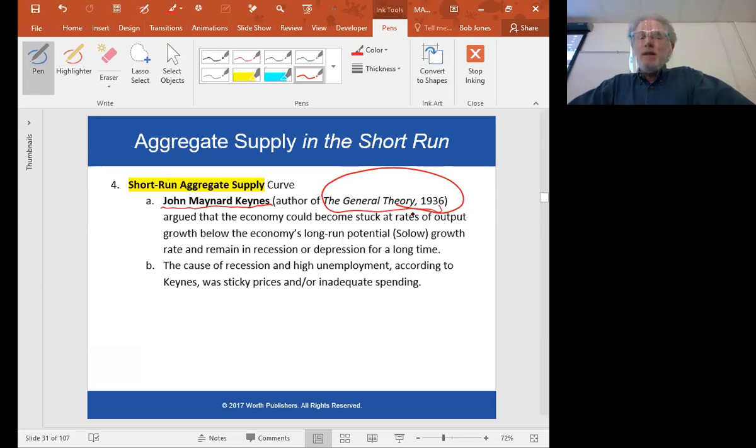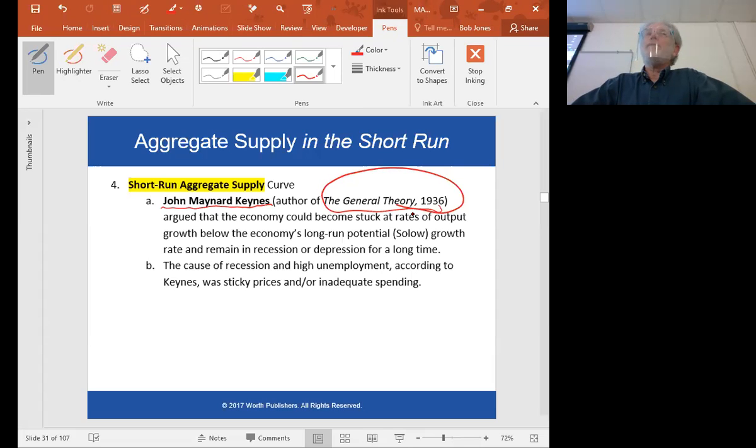In that book, he basically said the classical model doesn't work. A market economy has an inherent flaw in it. That's the bad news. But he said there's good news. And the good news is that I've identified the problem. And the basic problem was that you can have periods of time in which there's not enough spending. And the really good news is there's a way to deal with that problem.